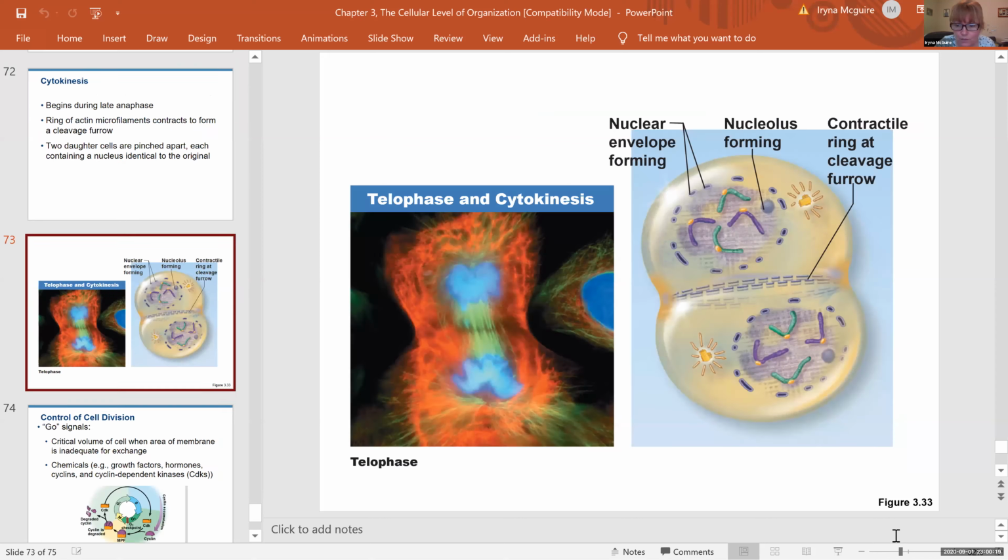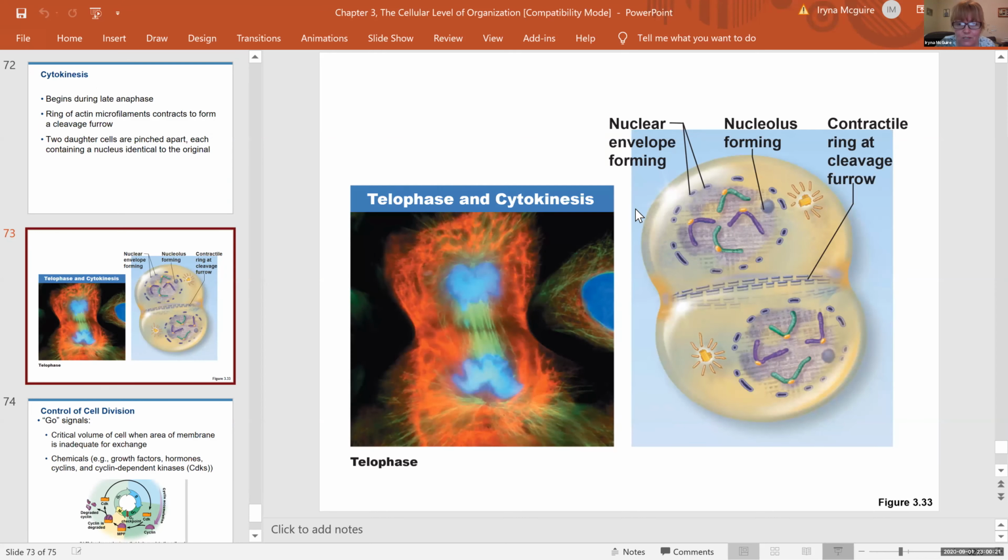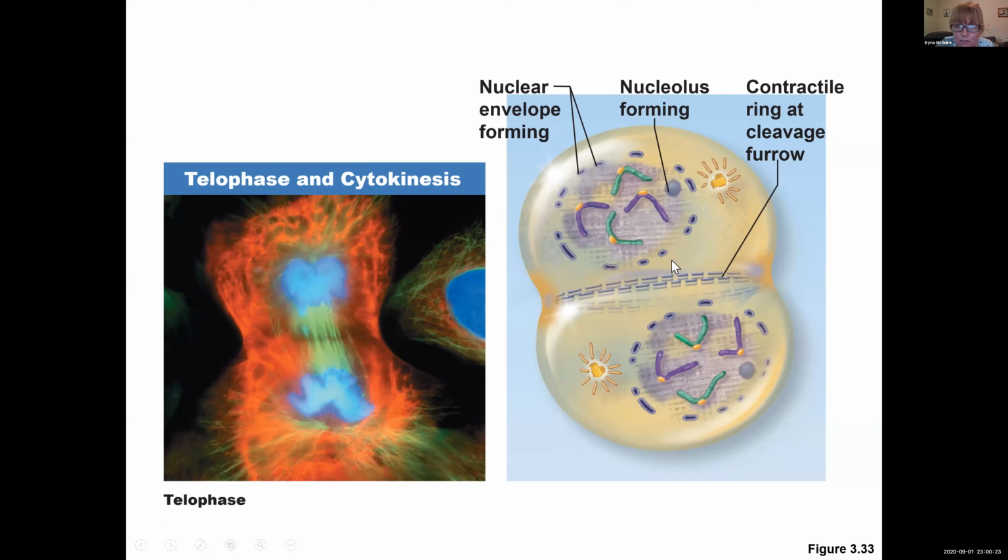So by the way, I missed this one. So this is the cytokinesis. This is the contractile ring at a cleavage furrow, right? And it's getting smaller and smaller in diameter, allowing finally this part of the membrane to fuse together, right? And cells pinch from each other. And you can see that the nuclear envelope starts reforming, right? Then chromosomes will uncoil back to chromatin.